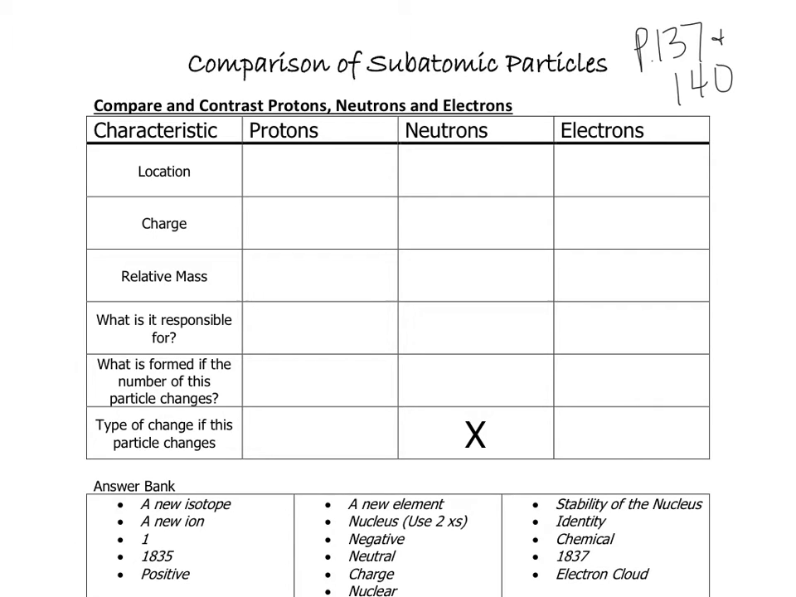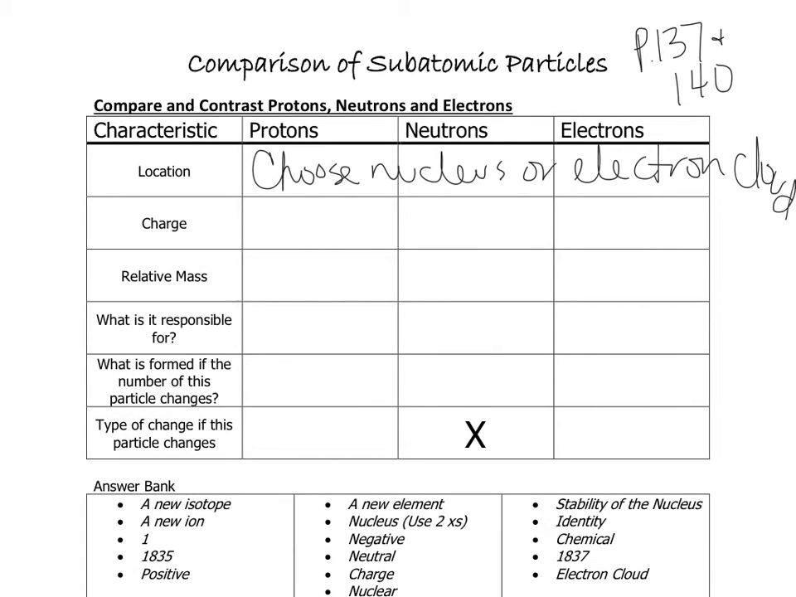Okay, location. You're going to either choose the nucleus or the electron cloud for all three of these. And then after you figure out which is which, you're going to cross them out in your word bank. So nucleus will be used, little hint, that's going to be used twice, and then electron cloud is right here, and that's going to be also marked out.